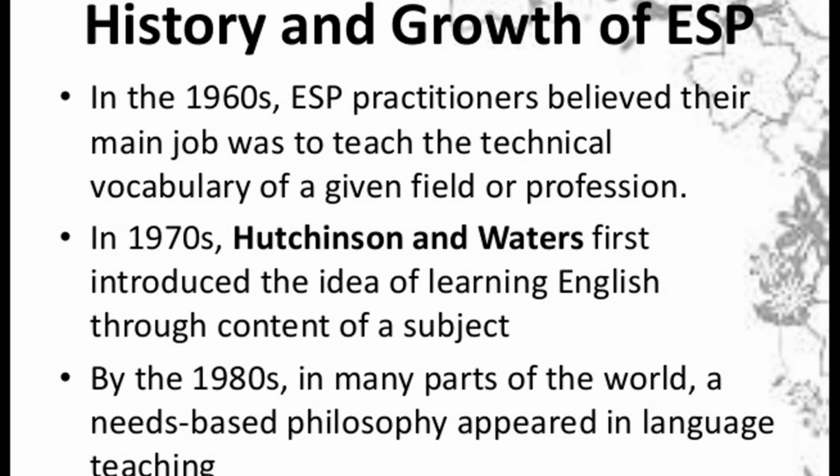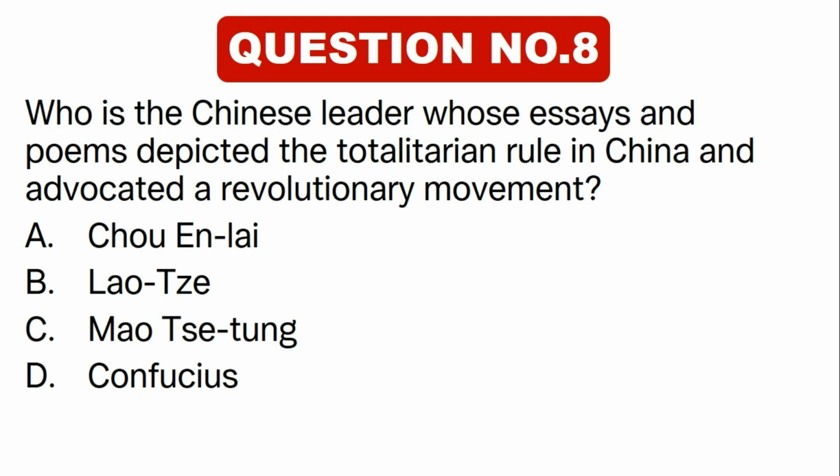Question number 8, who is the Chinese leader whose essays and poems depicted the totalitarian rule in China and advocated a revolutionary movement? A. Zhou Enlai, B. Lao Tse, C. Mao Zedong, D. Confucius.